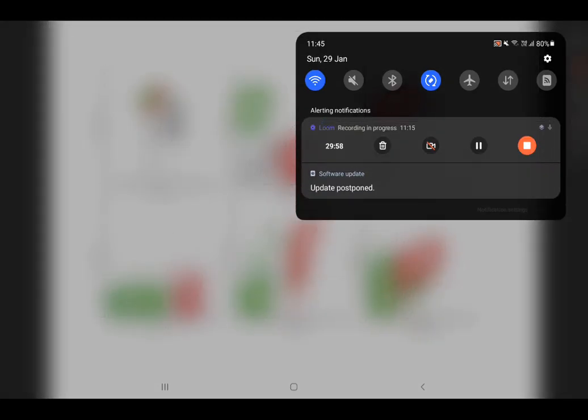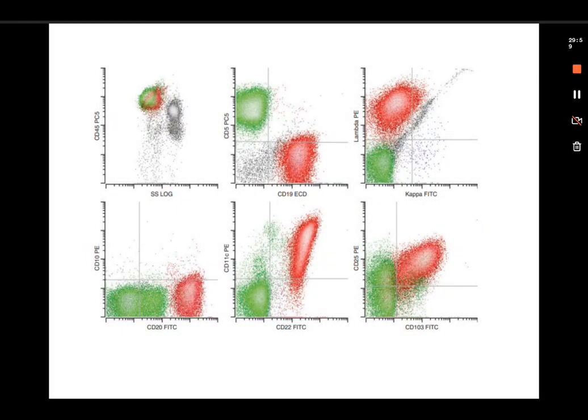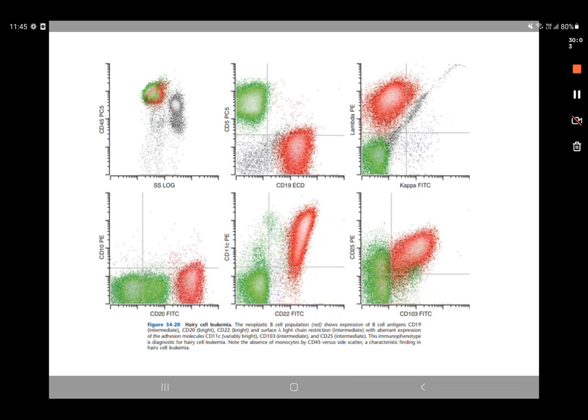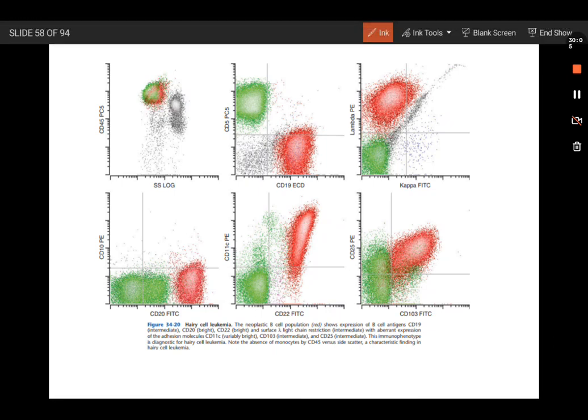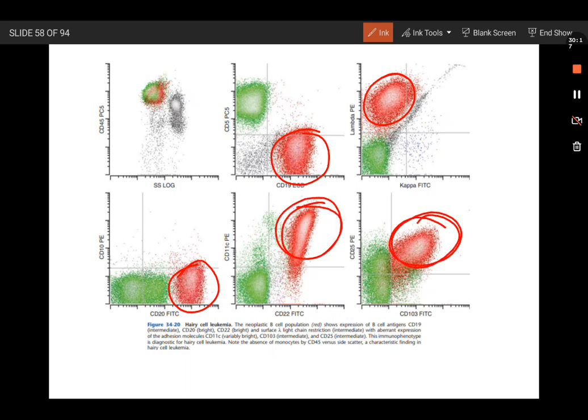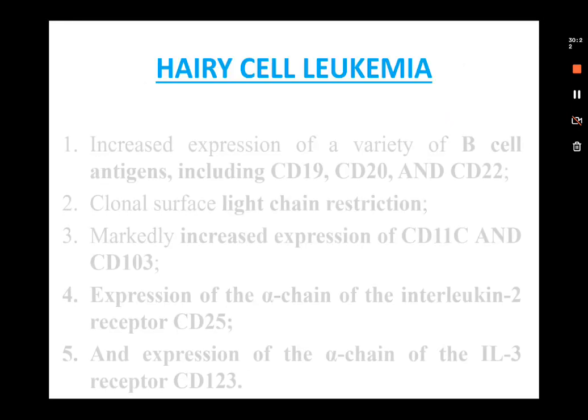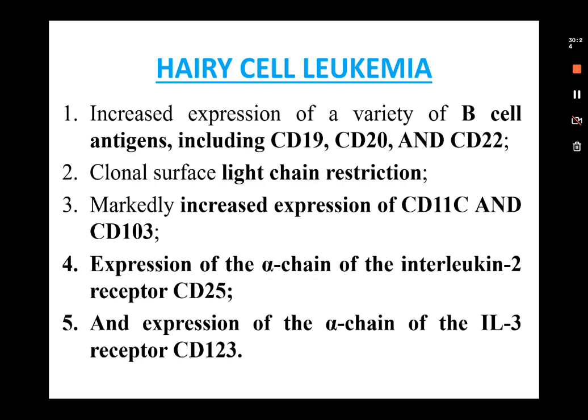Coming to the next entity, the hairy cell leukemia, as we already discussed. So we have done CD45 side scatter, CD19 is positive, lambda chain restriction is there, CD10 is negative, CD20 is positive, CD11c and CD25 and CD103. So this indicates hairy cell leukemia. So this is the immunophenotype for hairy cell leukemia.